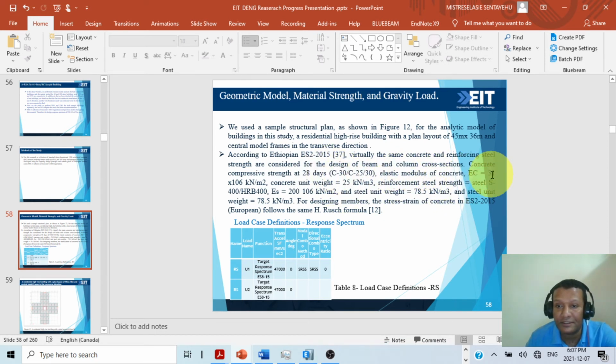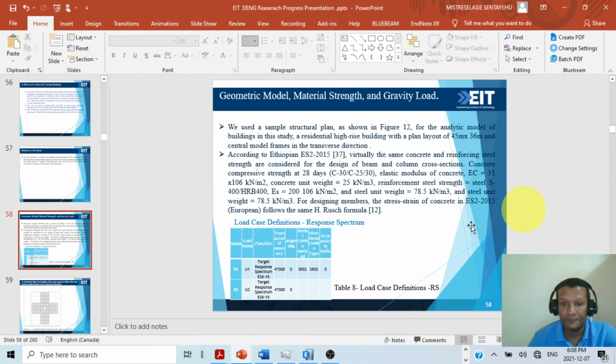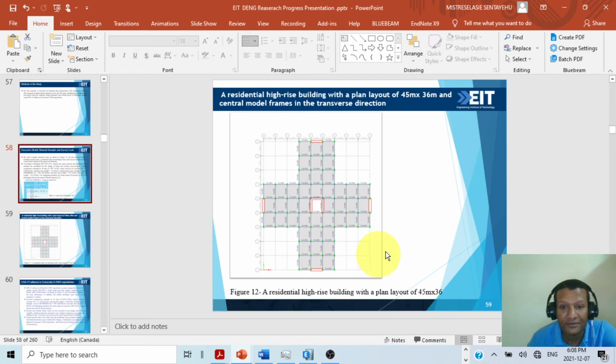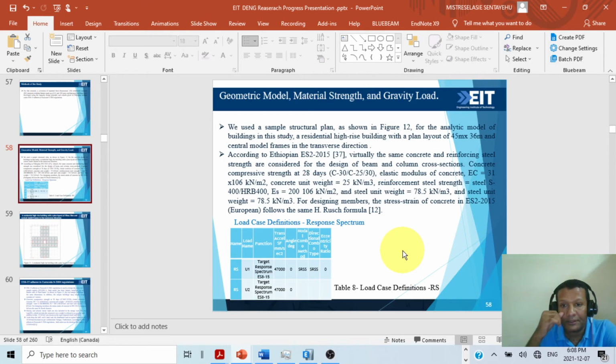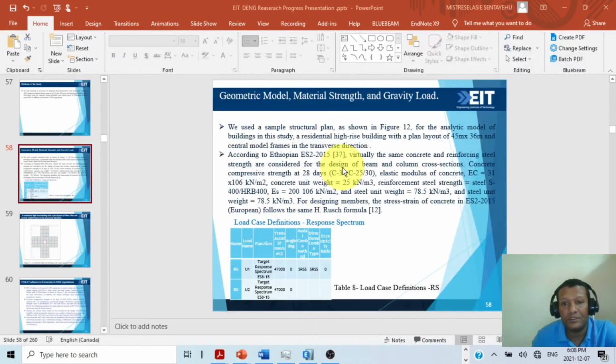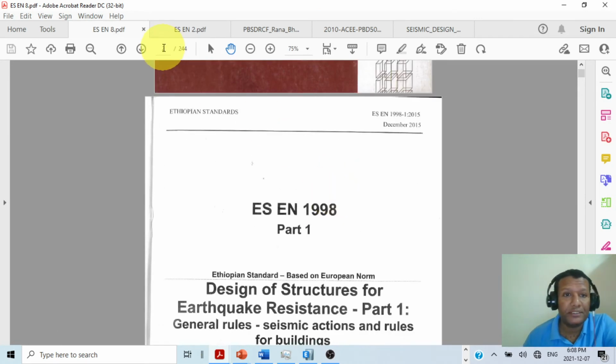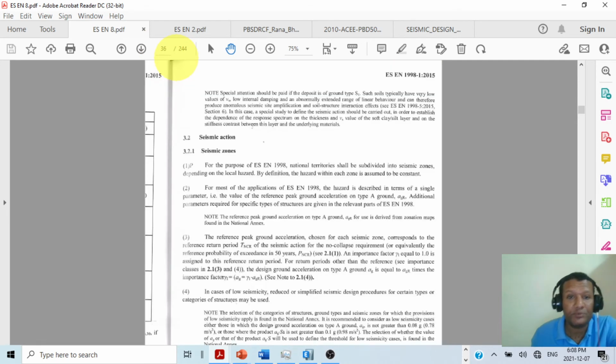The modulus of elasticity, this one was used. Concrete unit weight, reinforcing steel and steel unit weight, all these parameters were used for our building. So the load case definition and response spectrum: I will show you in a minute the response spectrum curve of Ethiopia, which was used for us. Let me go to page 36. I will show you. We have two types of response spectrum.